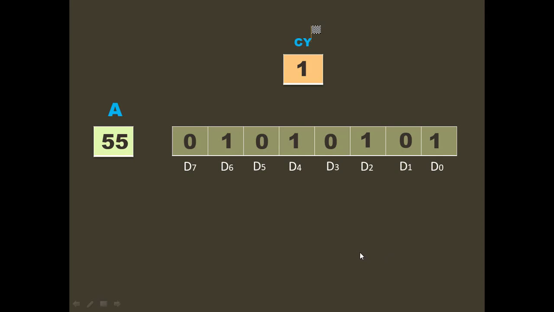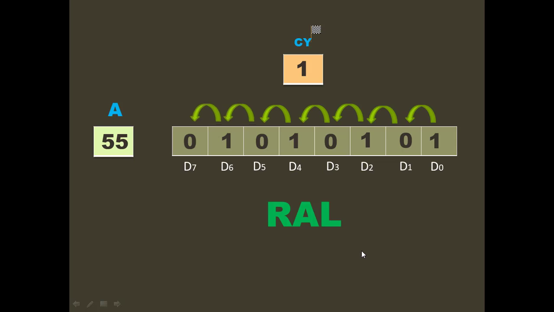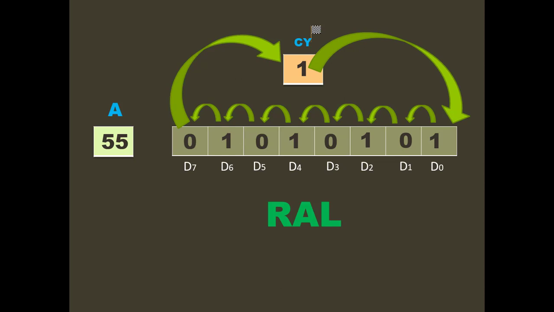Now if we execute the instruction RAL, what happens is that D0 shifts to D1, D1 shifts to D2, D2 to D3, and so on up to D7. Now what happens at D7? So D7 shifts to carry, and carry shifts to D0. So this is the basic difference between RLC and RAL. In case of RLC, the D7 bit shifts to carry as well as to D0, but here D7 shifts to carry and carry shifts to D0. Therefore it is called a rotate through carry.